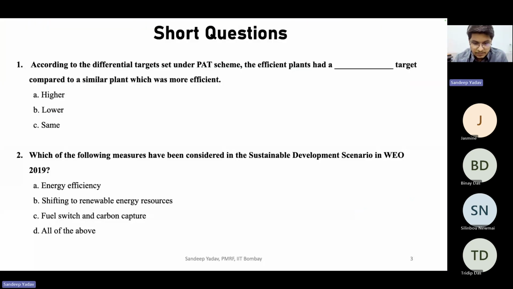Yes, you can start reading the question till then I load the question paper. The first question is: according to the different targets set under the PAT scheme, the efficient plants had a dash target compared to similar plants which are less efficient. What should it be? Higher, lower, or the same?